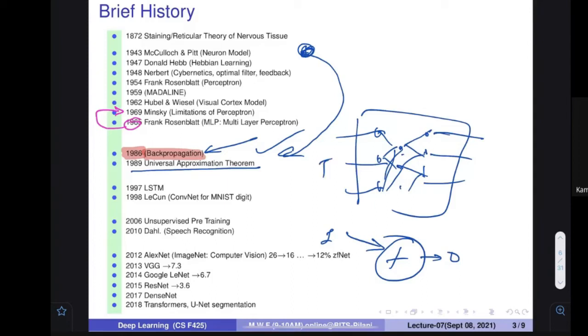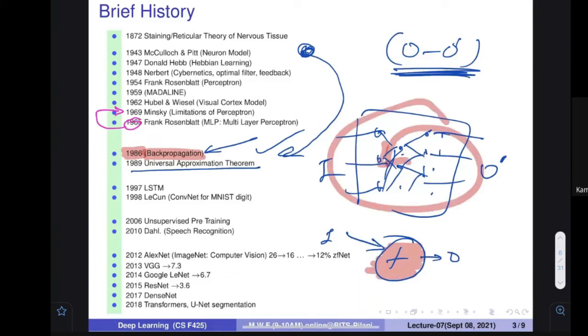However, since this is a different circuit, maybe my output is O dash. Here the output is O, but my circuit's output is O dash. But the difference between O minus O dash can be made arbitrarily small, because if I add more things here, my network becomes powerful, and the difference becomes smaller and smaller. That I can always do. It means whatever function you come up with, I can build an approximator around it. What does it mean? This particular circuit can represent any function. It was a very interesting work that came around 1989, the universal approximation theorem.